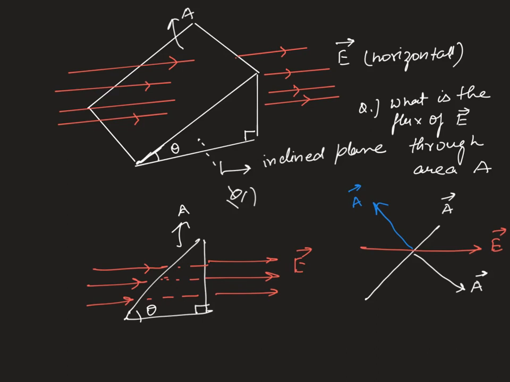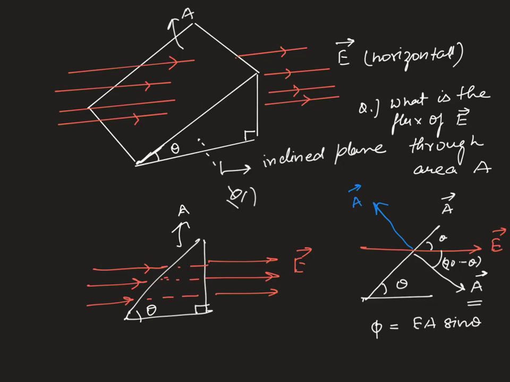If you take this particular area vector, and let's say that this angle is theta, this angle is theta, so this angle is going to be obviously theta again, and this is going to be 90 minus theta. So if you take this as your area vector, the flux would be E into A into cos(90 minus theta), which becomes sin theta.